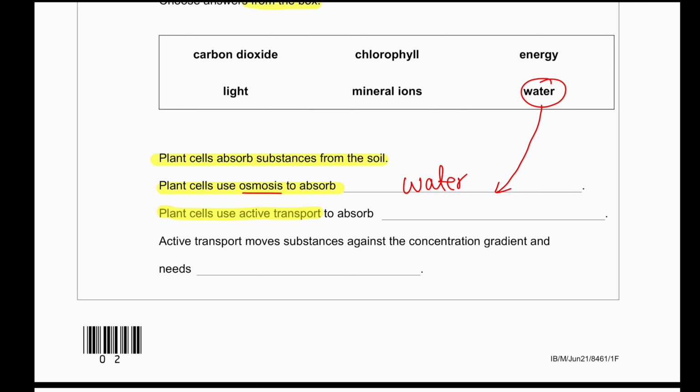Plant cells use active transport to absorb. Now you see, active transport will be used on those materials that are higher in concentration inside the plant but lower in concentration in the soil water. So in this case, mineral ions will be the answer because mineral ions are lower in concentration outside the plant. However, the plant still needs to absorb them, so the plant uses active transport to absorb those mineral ions.